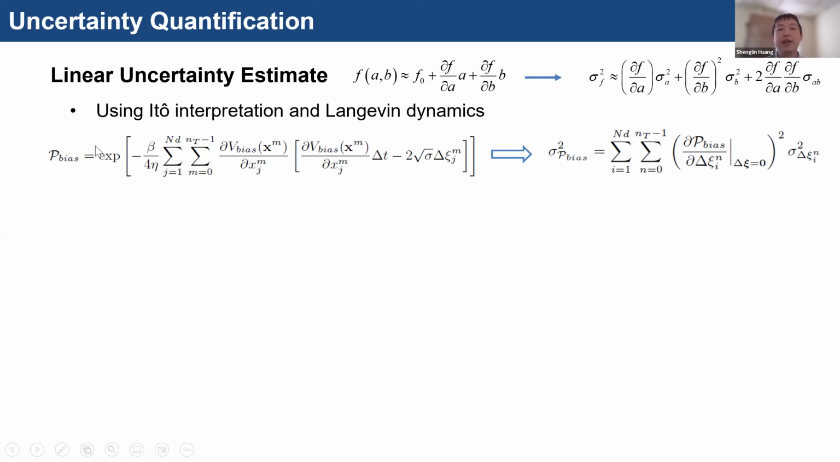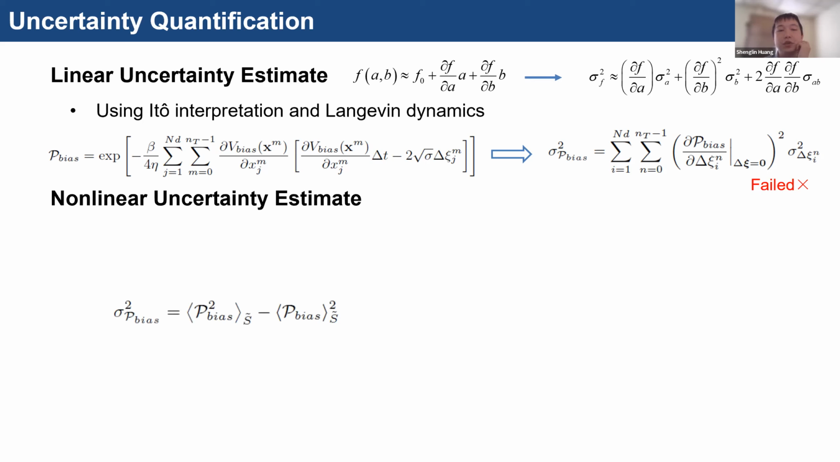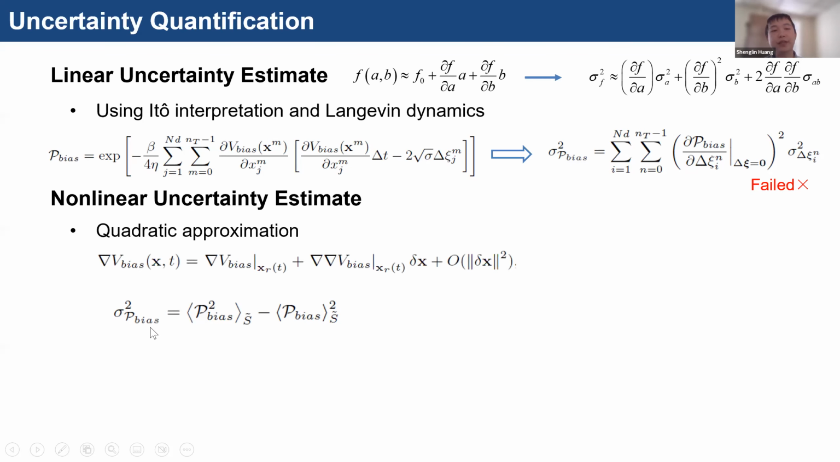And for the reweighting factor, based on statistical mechanics, we can write down the expression for that, and use this method. We can finally write the variance of that factor as a linear combination of the variances of each Gaussian noise we had during the long-run simulation. However, later I'll show you this prediction totally failed. So here we propose a different strategy, which is a nonlinear uncertainty estimate. We will directly use the definition of the variance to calculate the variance of the P bias factor.